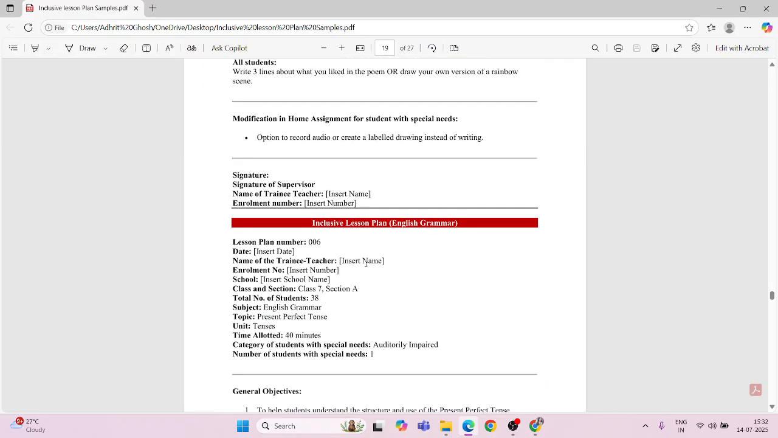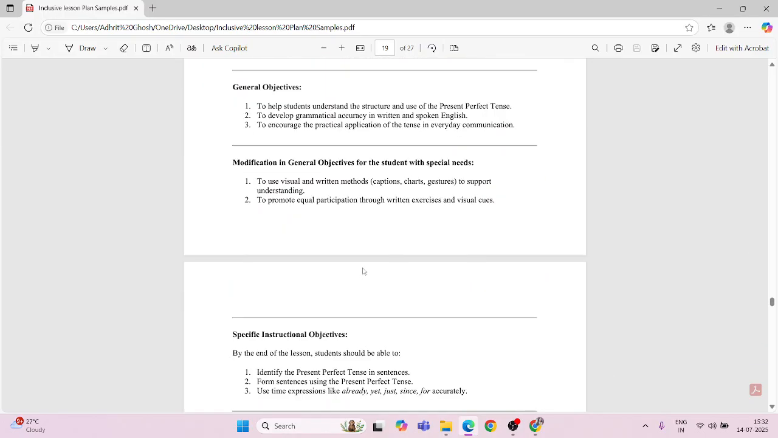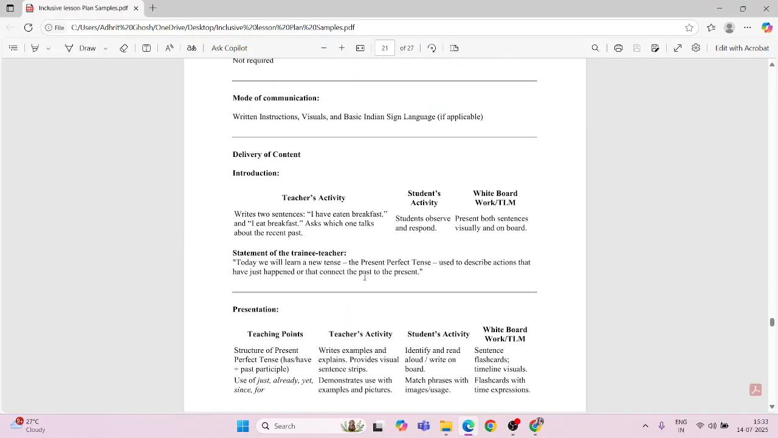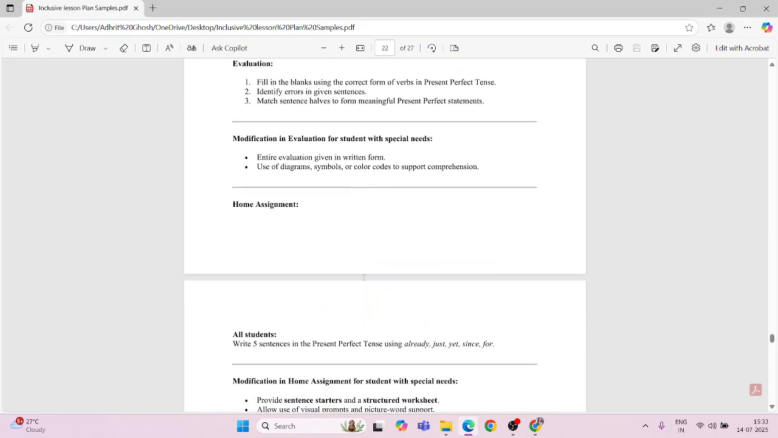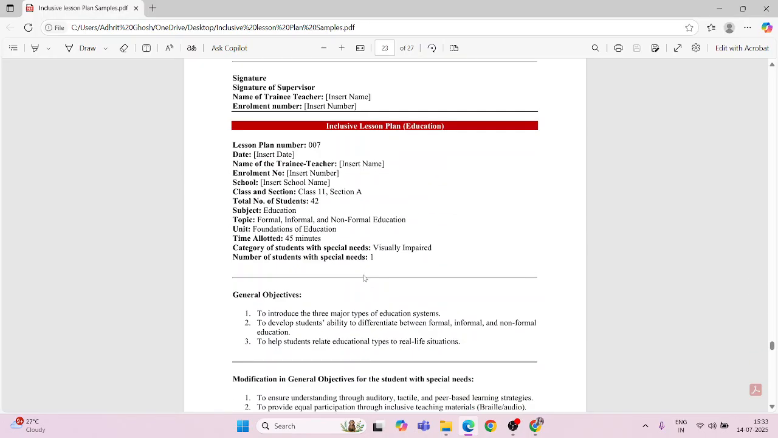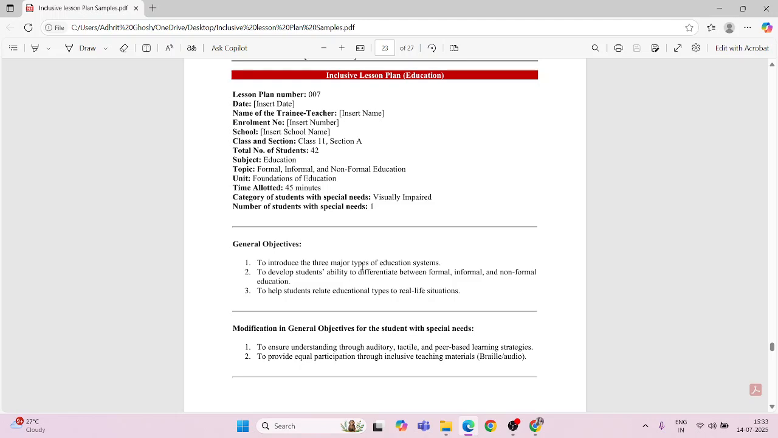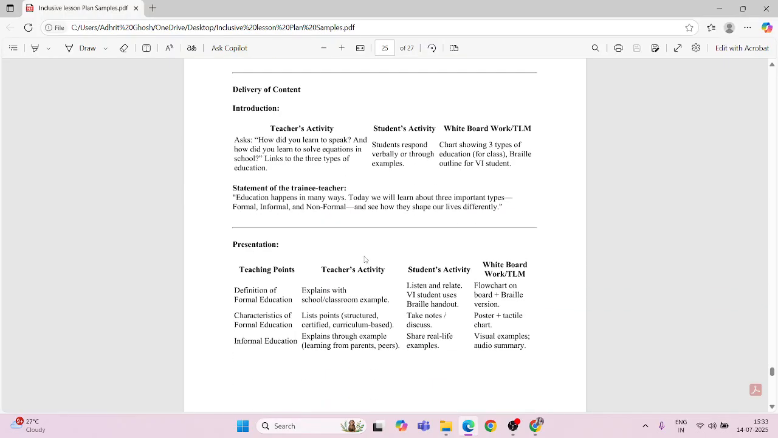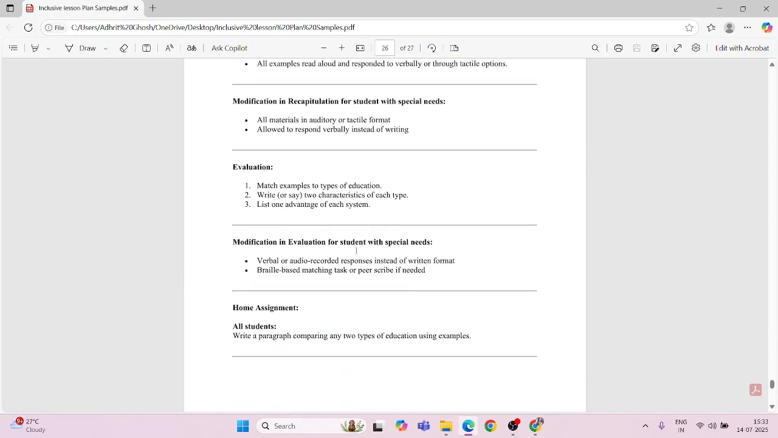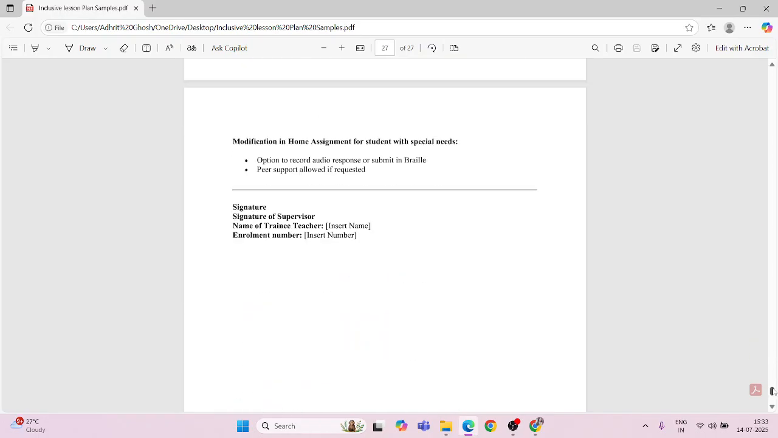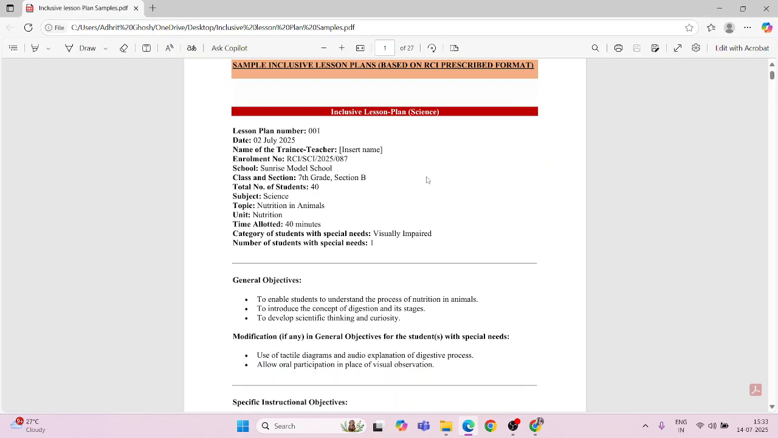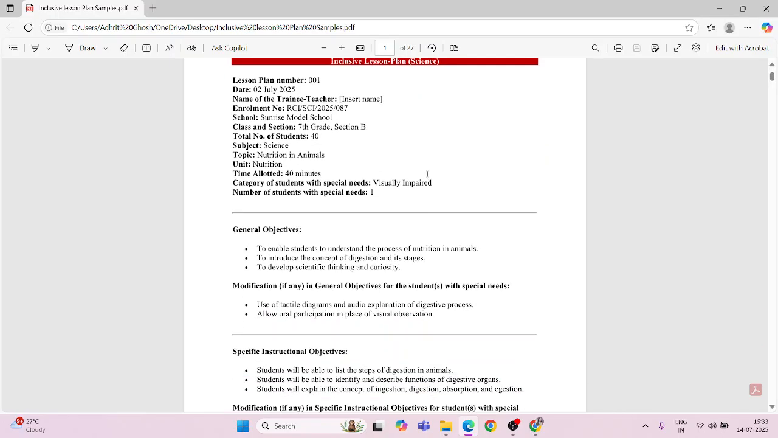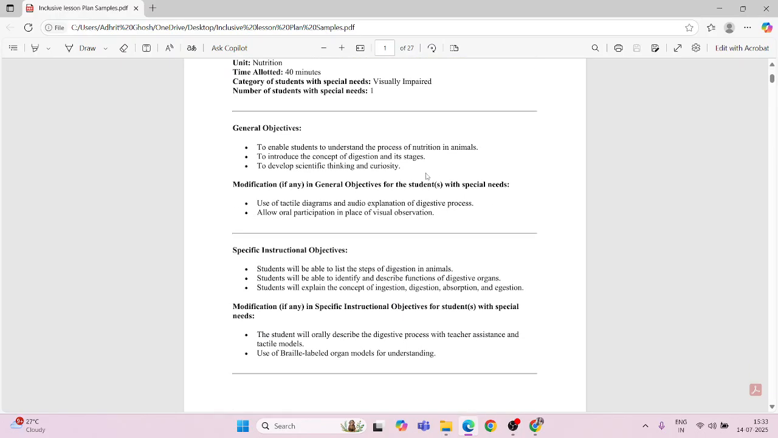Now we move on to another lesson plan in English grammar. This is for an auditorily impaired child. Okay. English grammar. This is a lesson in education, the subject education. The topic is formal, informal, and non-formal education for a visually impaired child. Okay. And there's one more lesson to be demonstrated. This is the science lesson. The topic is basically nutrition in animals, and here again we have a visually impaired child.